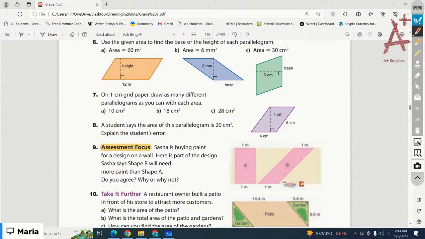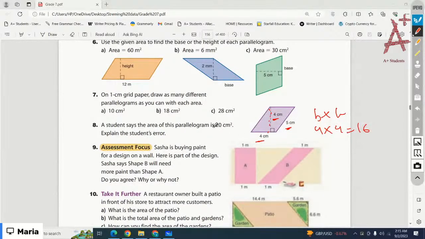Okay, for this parallelogram, he said the area is 20 centimeter square, right? We know that the area of a parallelogram is base times height, right? You can see the base is 4. And the height of the parallelogram, this one is the height of the parallelogram, right? Not this one. It is 4 times 4, 16.